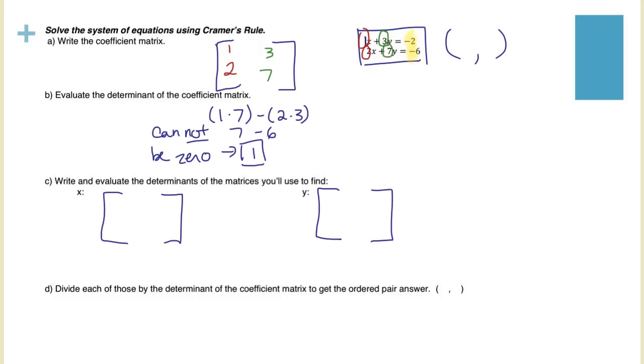I'm going to put negative 6 in place of the x coefficients when I'm looking for x, and I'm going to put the same thing in place of the y coefficients when I'm looking for y. So we already used those numbers twice. We use them when we're looking for x, we replace the x coefficients. When we're looking for y, we replace the y coefficients.